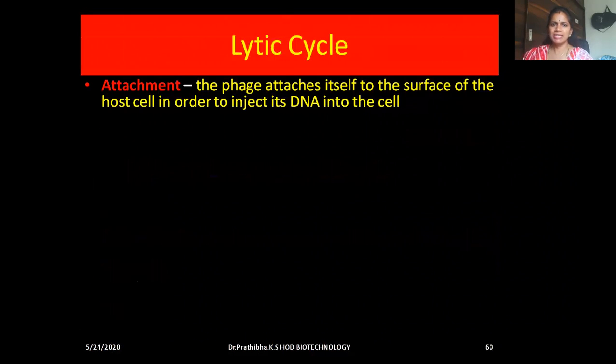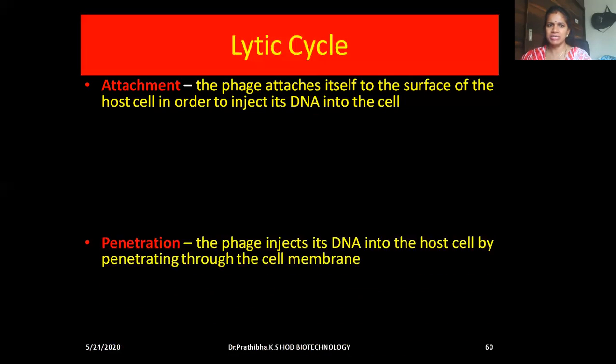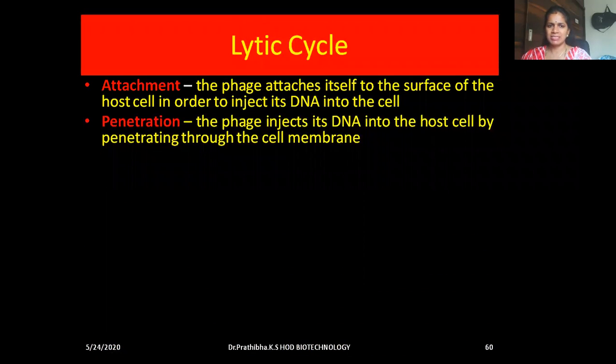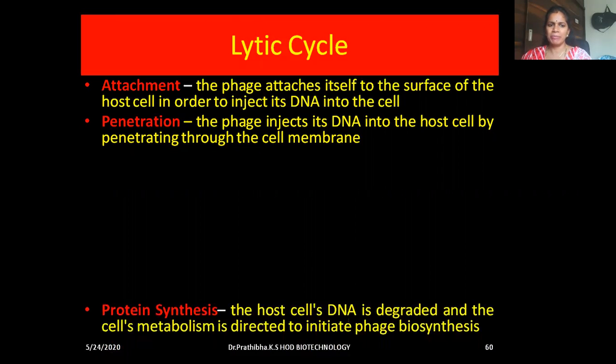Now let us go through the lytic cycle. As I told you, if you want, you can pause the video or take a photograph and make a note. In the lytic cycle, the first and foremost step, one, attachment. The phage attaches itself to the surface of the host cell in order to inject its DNA into the cell. Next, second step, penetration. The phage injects its DNA into the host cell by penetrating through the cell membrane.